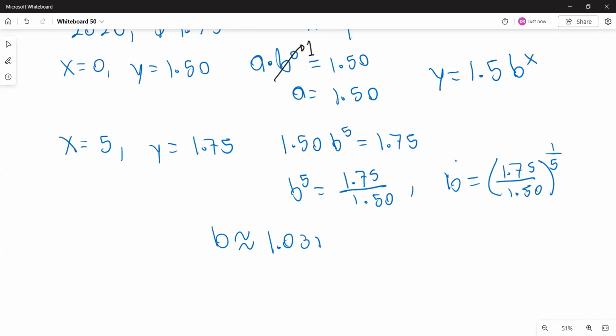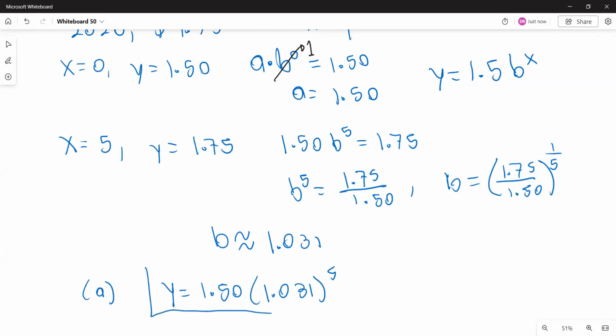And finally, the exponential model is 1.5 times 1.031 raised to the x power. So that takes care of part A. Well, not necessarily to the 5th power, to the x power.